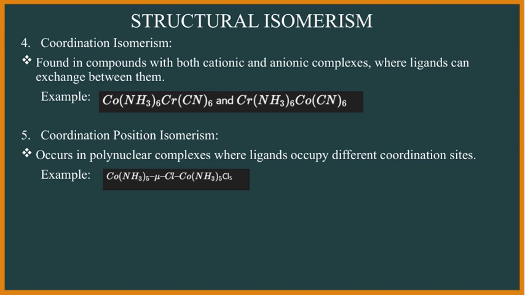Both these types of isomerism highlight how flexible and diverse coordination compounds can be. They remind us that the arrangement of ligands, where they are and how they are shared, can create entirely different structures with potentially different reactivity and properties. This is a crucial aspect in understanding the behavior of complex compounds in chemistry.